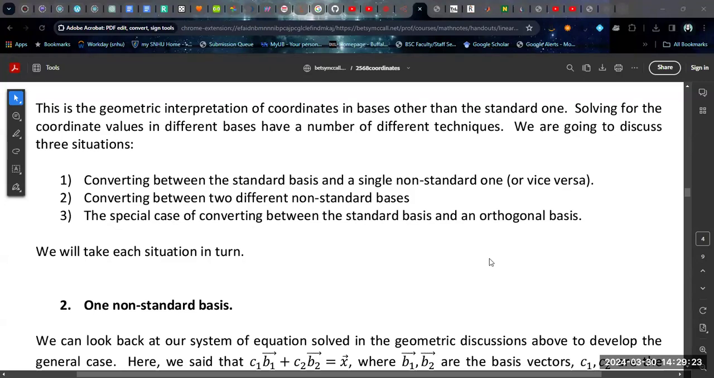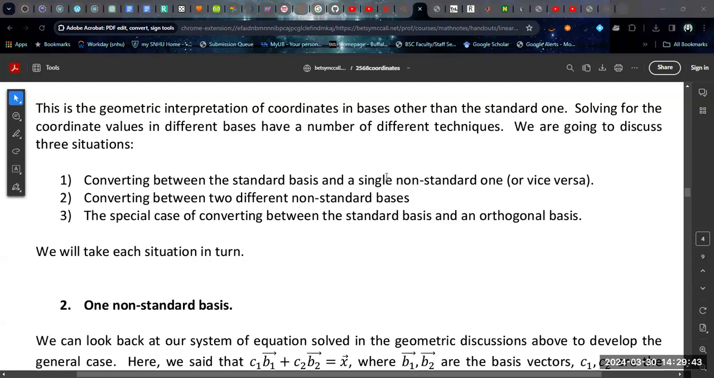So this is the geometric interpretation of coordinates in other bases besides the standard basis. So we want to solve for coordinate values in a different basis. We can use a number of different techniques. We're going to discuss a couple of different situations as we continue.